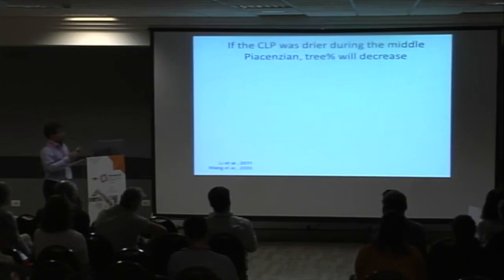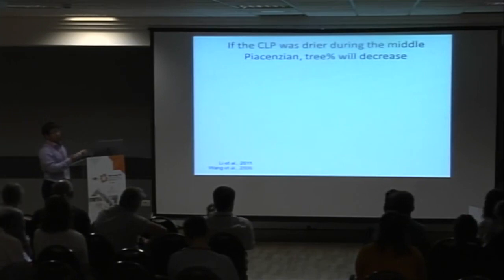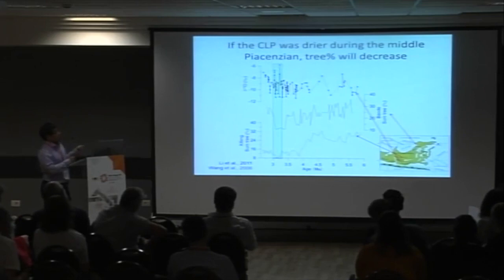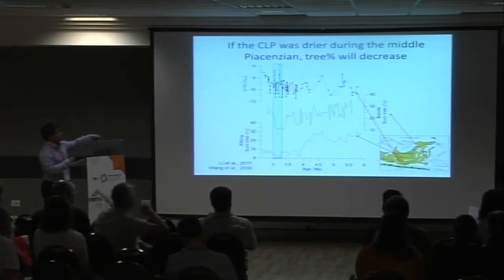The last question is, is there any other evidence? If the loess plateau was drier, as suggested by this δ18O curve during the mid-Pliocene, vegetation should respond. So I would think the tree percentage will decrease during this time interval. So I compiled two pollen datasets. One is from the northeast loess plateau, the other is from the central loess plateau, and they have published data about the tree percentage.